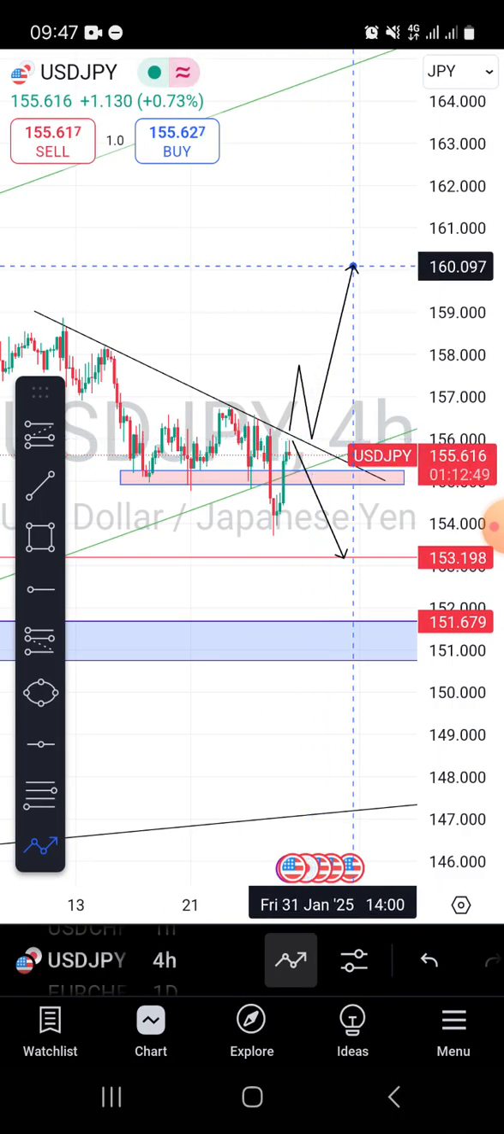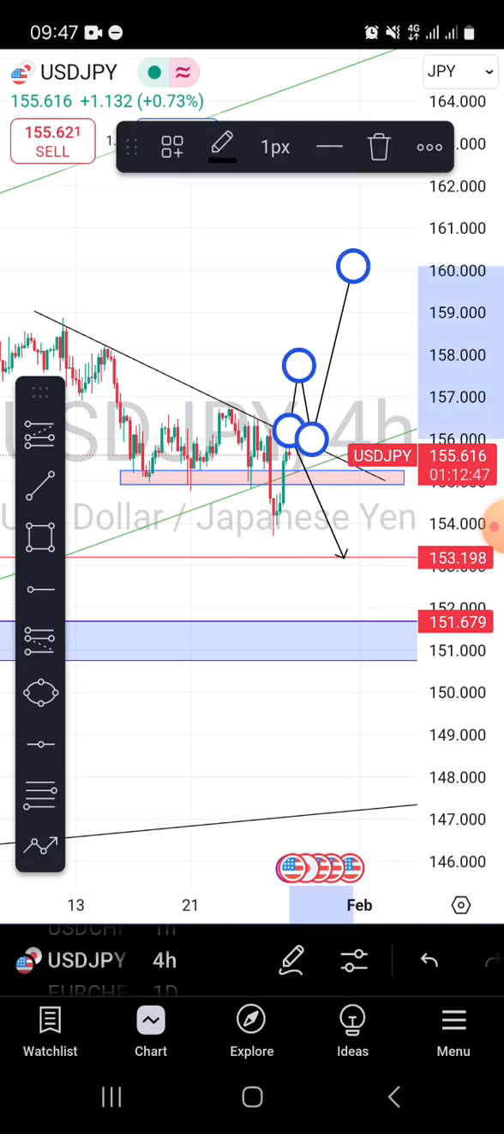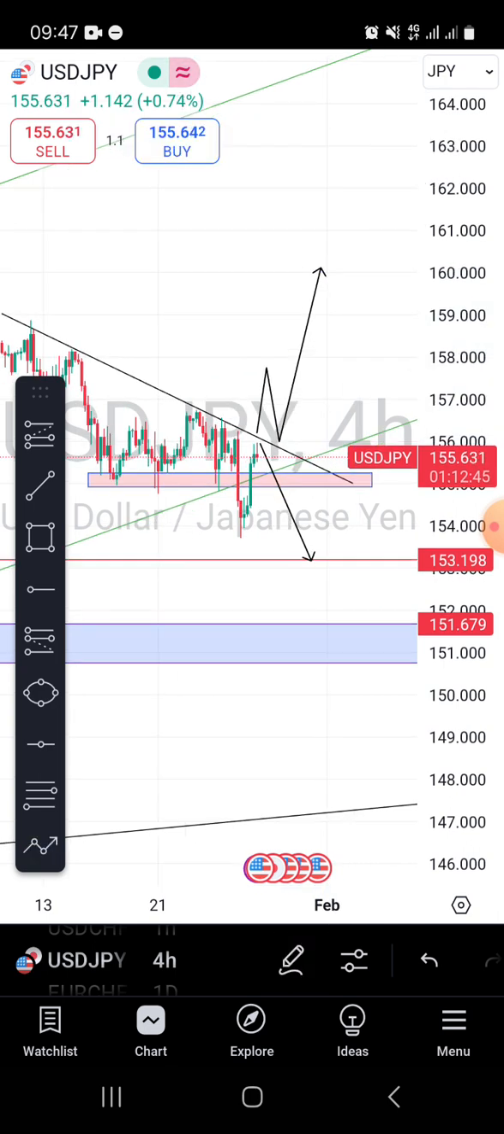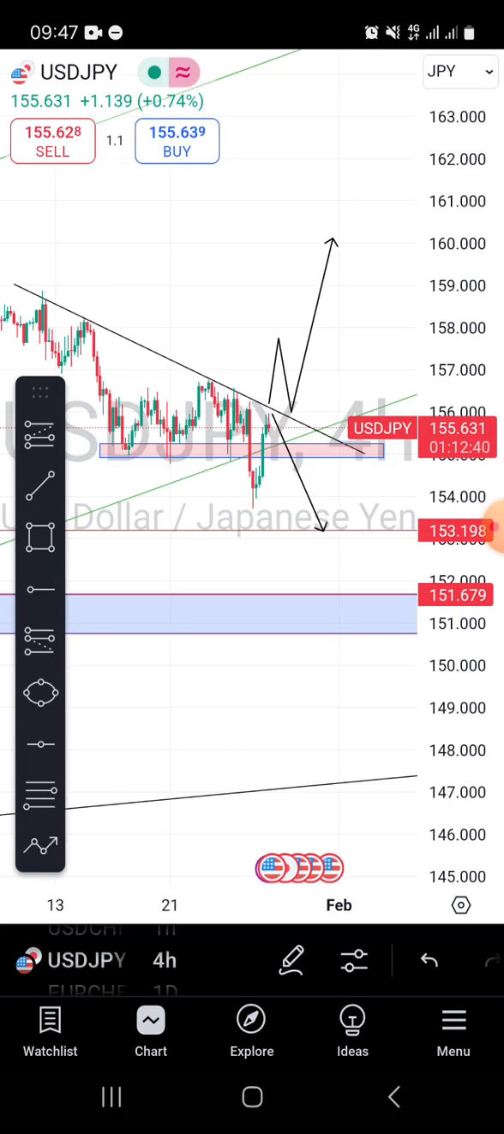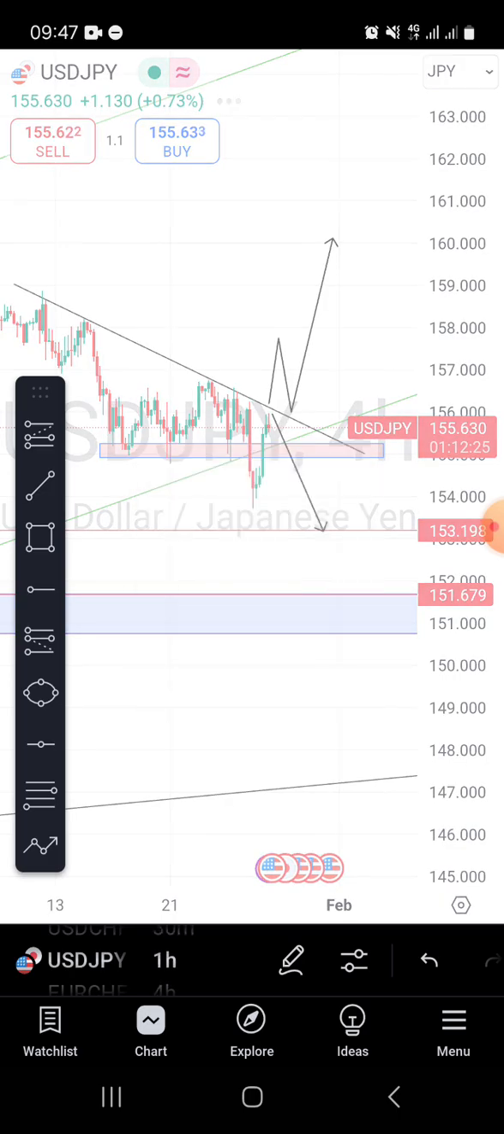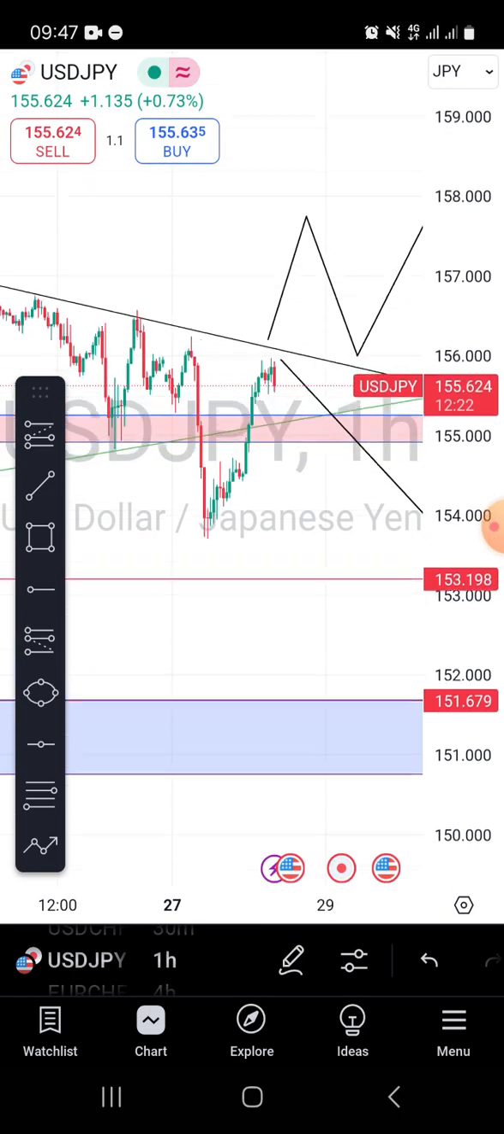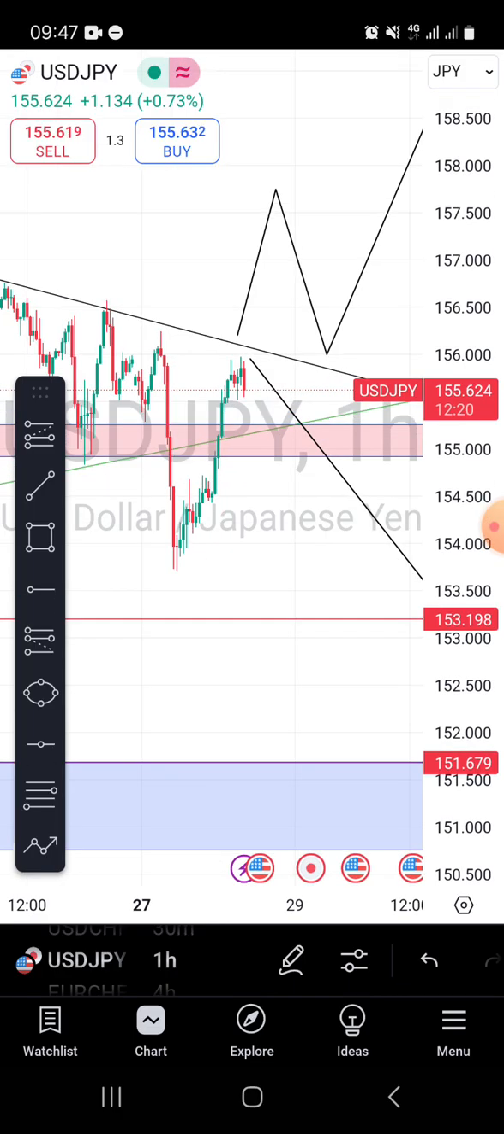Then we continue with the buy signal. So that is that on USD JPY. It is still a very, very clear signal on that too. Rejection on this downtrend line, we continue selling. Breakout of the downtrend line, we wait for a retest, then we continue with the buy trade. So it's that simple. It is that simple.